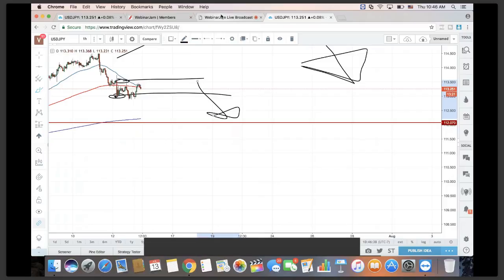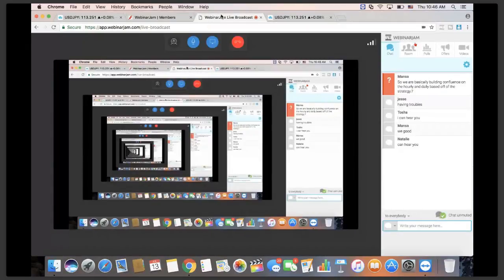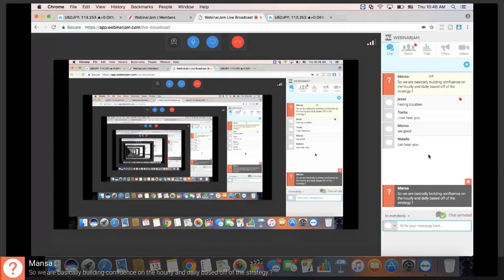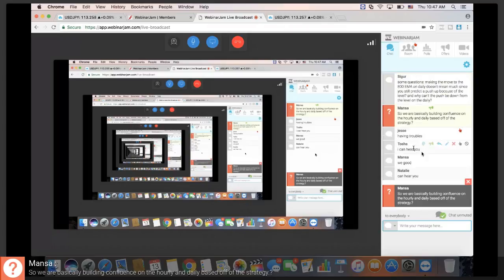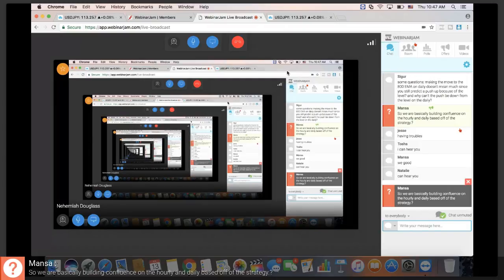Like, hopefully this is making sense. Yeah, so somebody asked, so basically we're building confluence on the hourly and daily based off of the strategy. Exactly. The behavior is the same. It has to do certain things. It does work in levels. They do drop back to the 200 every single time. But using these two tools, we can start making assumptions on what's about to happen. We take a good look at the daily and we see the move happening on the hourly, we can assume that.